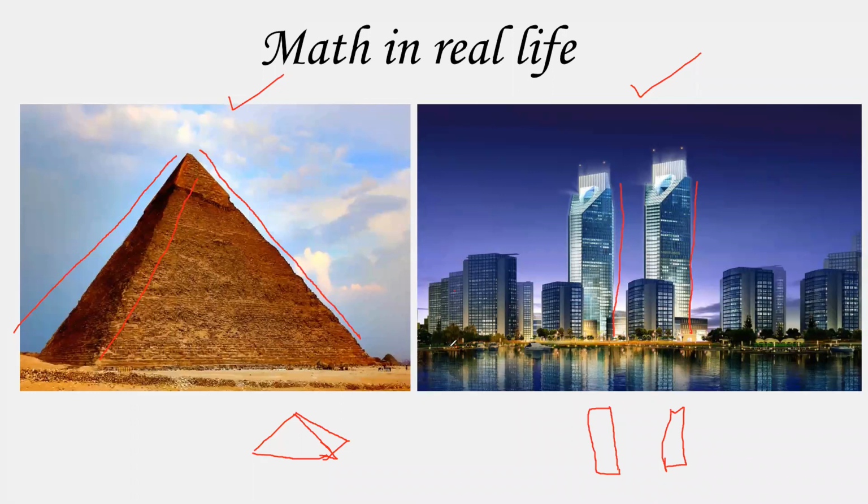All right. So we are looking at these two photos of two structures. One is a pyramid on the left side. On the right side, we have two buildings. If you look over here, I have drawn a basic pyramid, very basic. And over here, I've drawn two buildings. They're not buildings, they're rectangles.